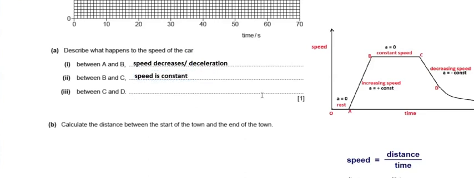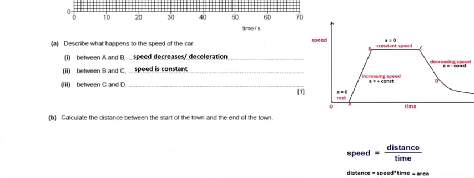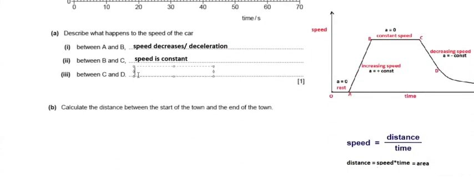Now from C to D, you can see the speed is increasing at a steady rate. So we get constant acceleration. So we can write down here: the speed is increasing, that is nothing but acceleration.